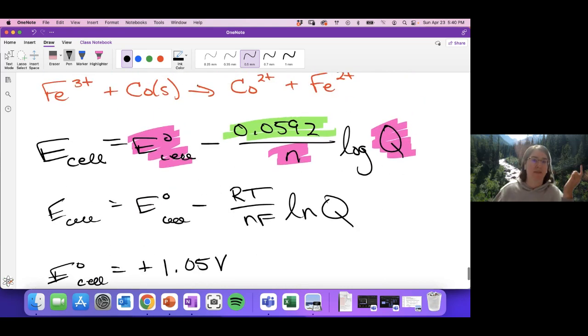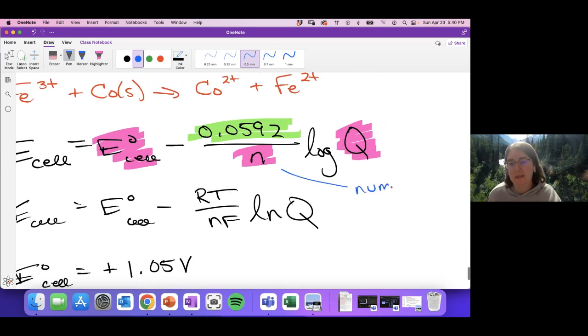N, the heck is N? We haven't done one of these yet. What's N? N is the number of electrons transferred, which means I need a balanced reaction.